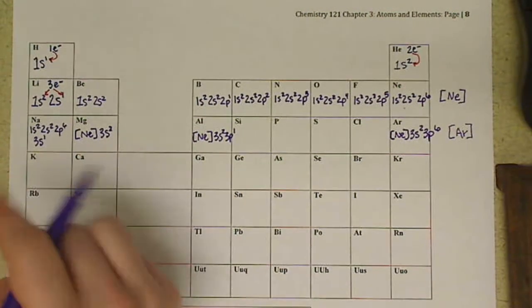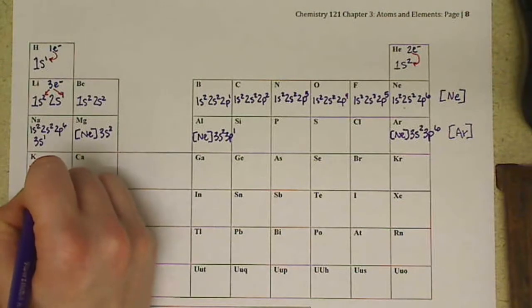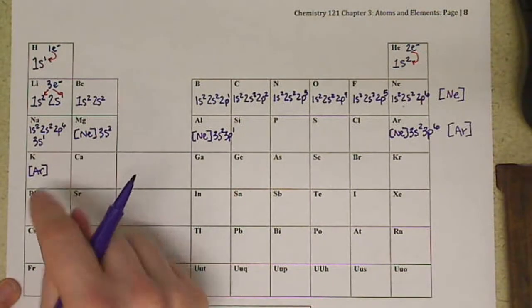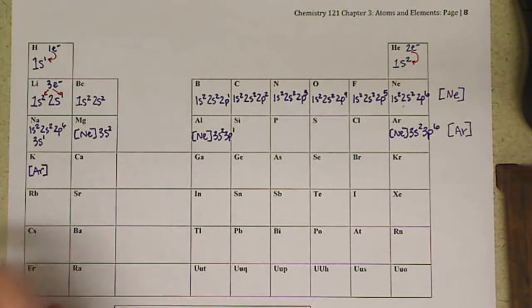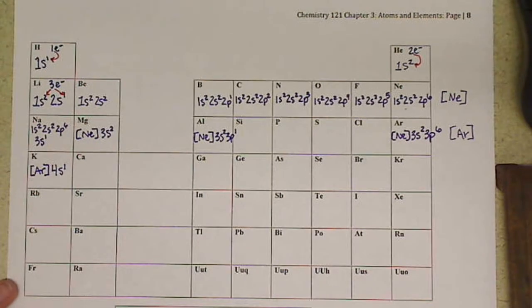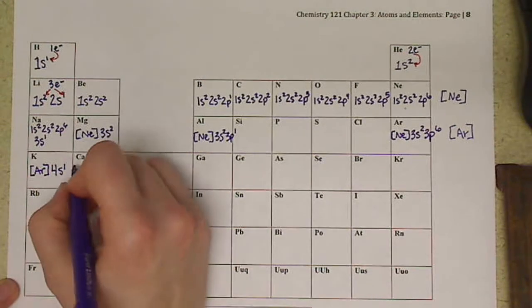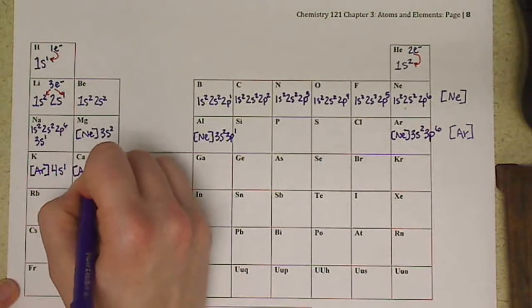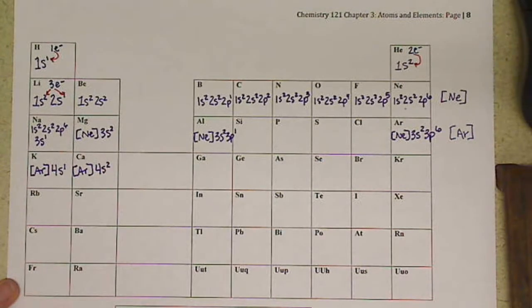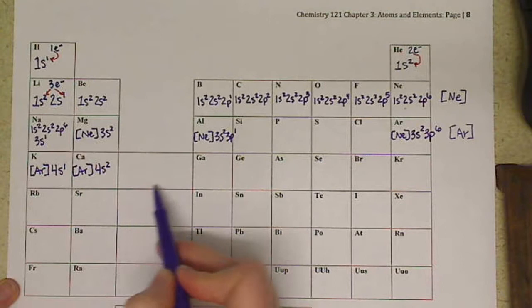So potassium now becomes just like argon. It's one further down the periodic table than sodium was, so we would increase our number by 1. And we have 4s1. Calcium would be argon 4s2. We talked about it in the video.